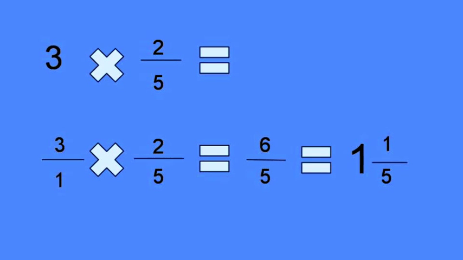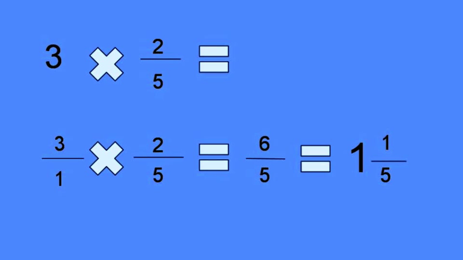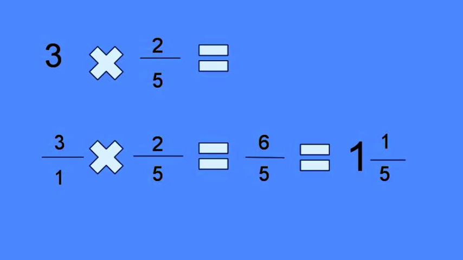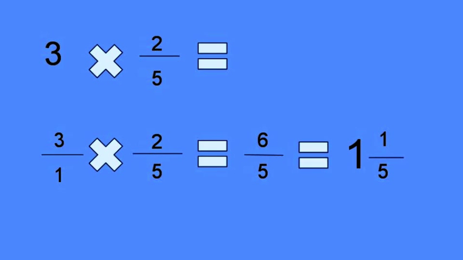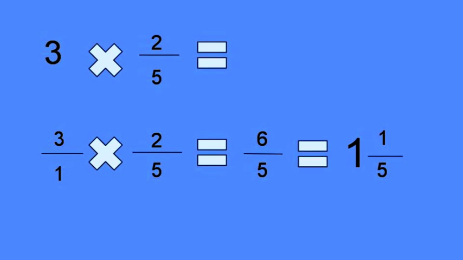Our first problem is a whole number times a fraction. We want to begin by taking that whole number and making it into a fraction, and we just do that by putting it over the number 1. So 3 over 1 is equal to the number 3.